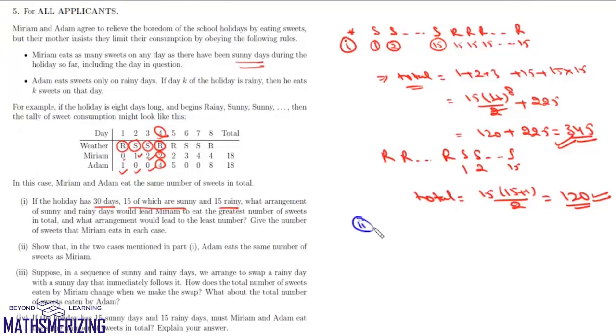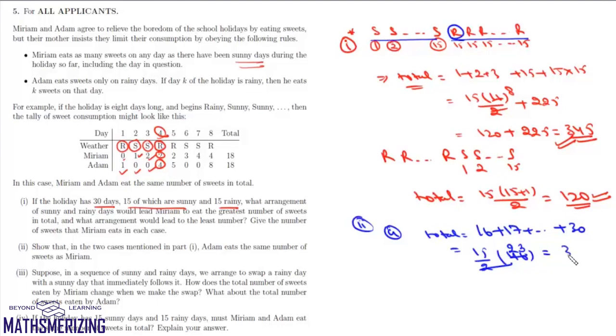Now second part is show that in the two cases mentioned in part 1, Adam eats the same number of sweets as Miriam. Now we'll consider this first case when we have first 15 sunny days and last 15 rainy days. Number of sweets that Adam will have is, now this is day 16, so it will be 16 plus 17 up to 30. So it is nothing but an AP. So it will be n by 2 into a plus L. So there will be 345.